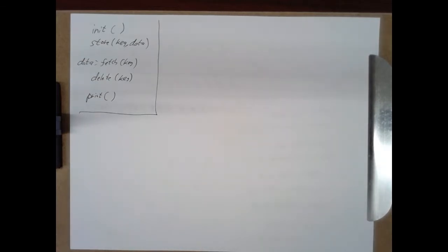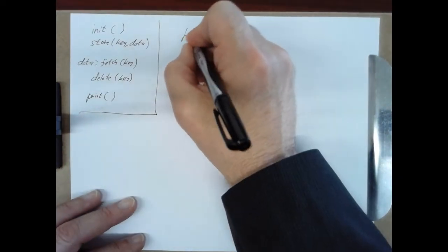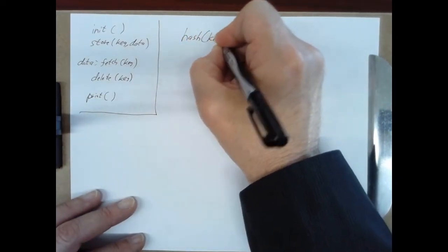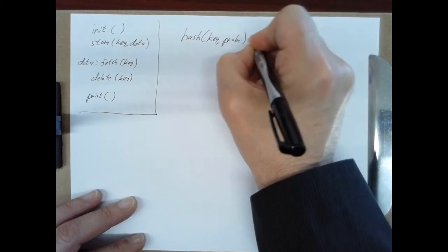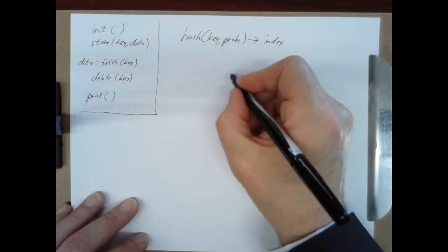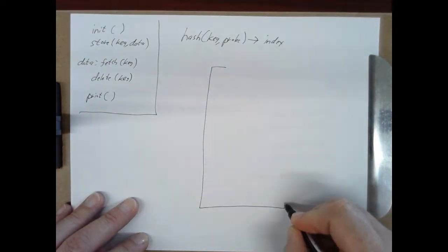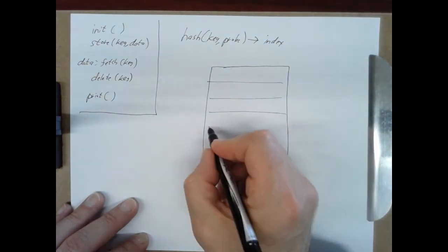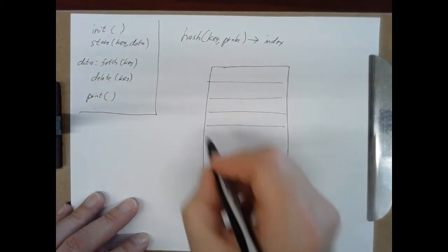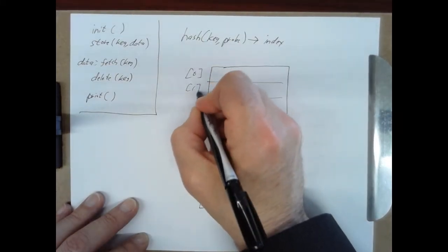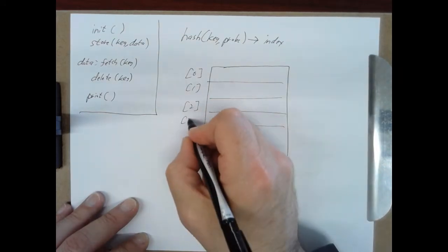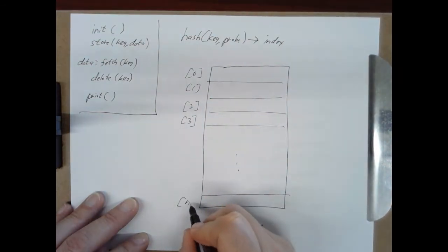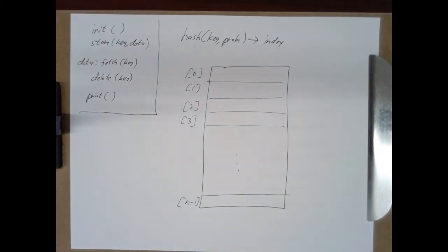So we've got hash functions, right? We have some kind of hash with some key and a probe, and this gives us an index into our array. And so our array, which is the actual hash table, looks something like this. So index 0, 1, 2, and so on, up to n minus 1. So this is a hash table that can hold n unique values.